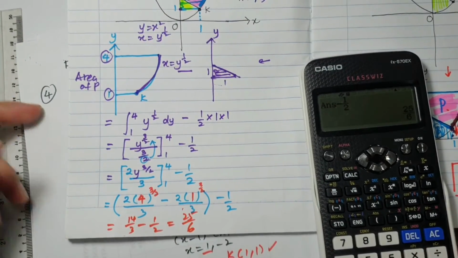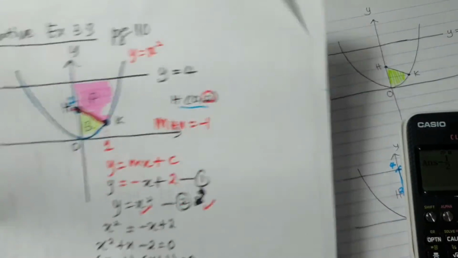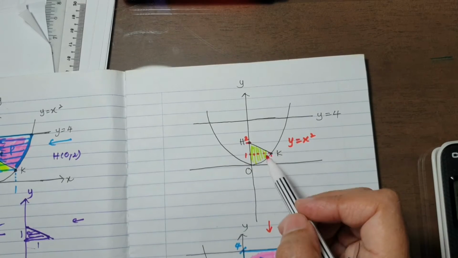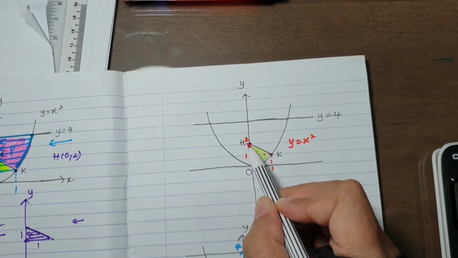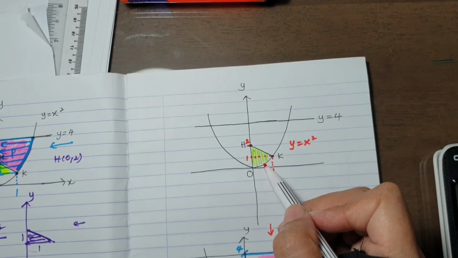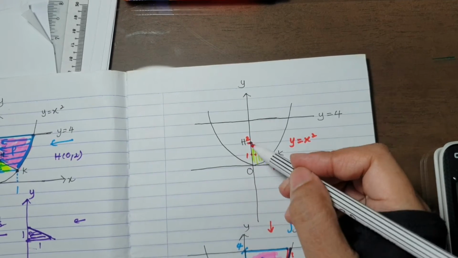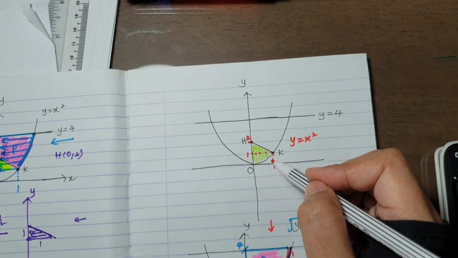Okay, so this is region P, right? So region P we have done. Next, region Q. So this is region Q, right? The point K is 1, 1. So here 1, here 1. And the point H is 0, 2. So this one, I think I will still want to use area bounded by y-axis. Okay, but you can also choose area bounded by x-axis.